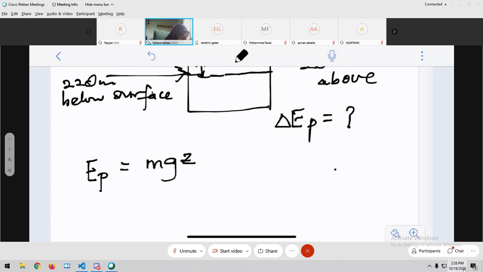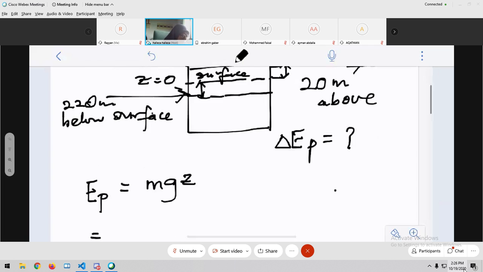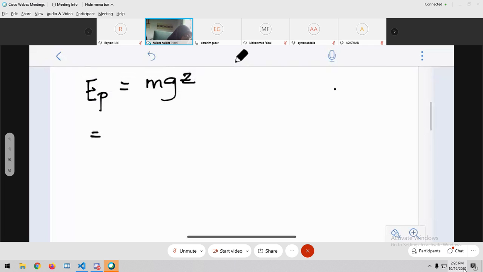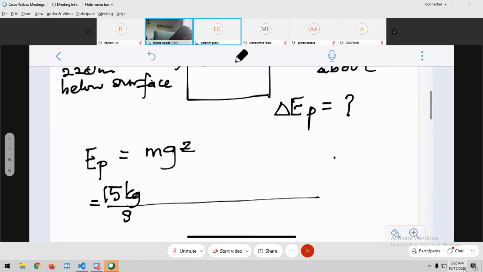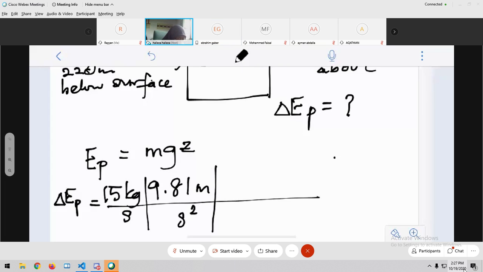So now what's your mass? Your mass is equal to 15 kilogram per second. Okay, that's your mass. Here we are calculating the difference. You need to have the value for gravitational acceleration, 9.81. The unit is meter per second square. Again, you have the difference in the height, z minus z. Every time you have a difference, the z should be final value minus initial value.